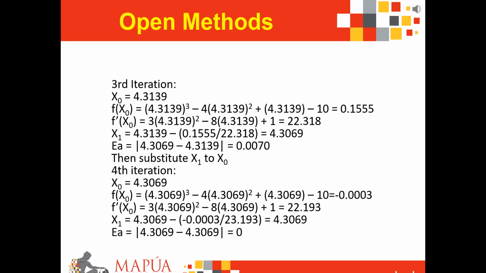Thus, if we compute for the error now, it satisfies your terminating condition, and then we terminate the process. Note that all calculated values seen on this iteration are rounded off to 4 decimal places in order to satisfy the terminating condition, which was established on the problem to be EA less than 0.00001, which involves 4 decimal places.